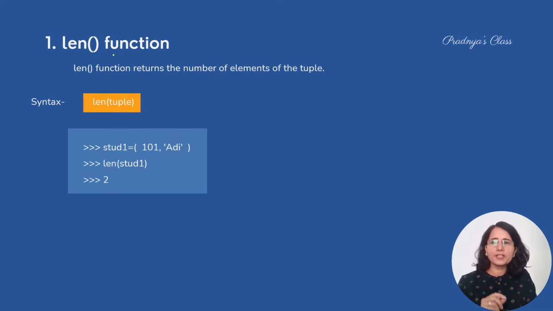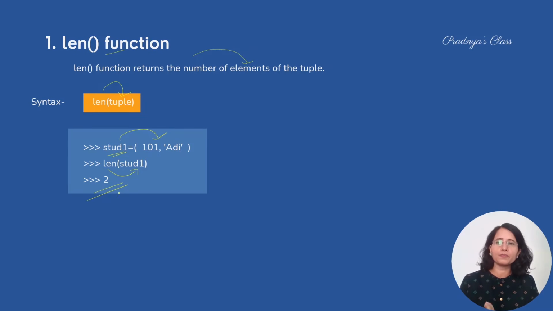The first function is the len function. Len function returns the number of elements of the tuple. So this is the syntax. We have to mention the tuple here, for which we have to count the number of elements. So here is one tuple having 2 elements. So when we applied len on that, we got the number of elements here. And in this case we have 2 elements. So the output is 2.